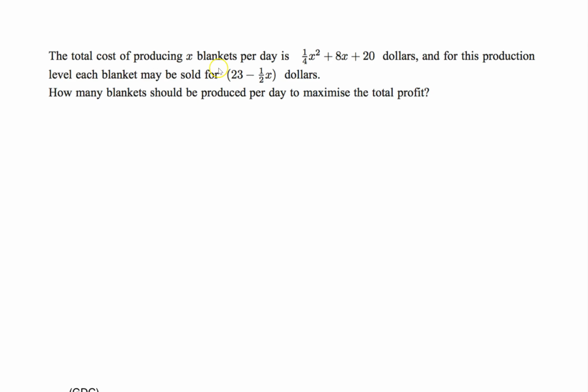The total cost of producing x blankets per day is this amount, in dollars. For this production level, each blanket must be sold for 23 minus 1.5x dollars. How many blankets should be produced to maximize the total profit? So it's like an econ problem. Econ and math working together again. So total profit, first part of this: total profit is always revenue minus cost. Money you make versus money you lose. So look at this problem. My cost is this.